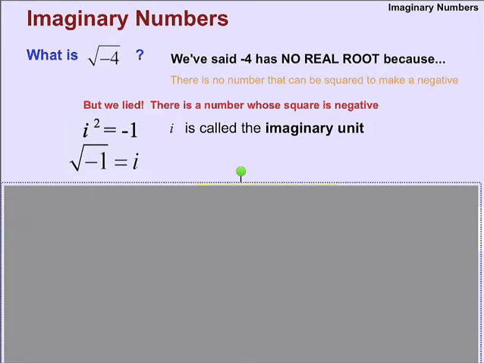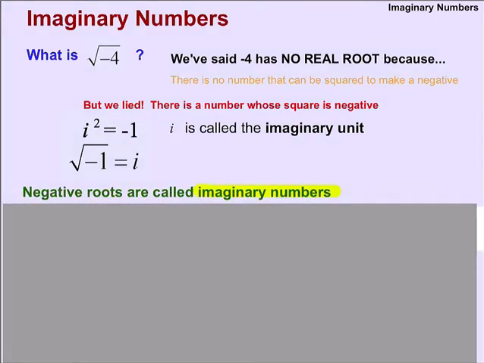Well, that means that any square root that has a negative in it can be simplified. It's called imaginary numbers. That doesn't mean they don't exist. I don't really like the name imaginary. It makes it sound like they're nothing, but they are. They're something. They are imaginary numbers.